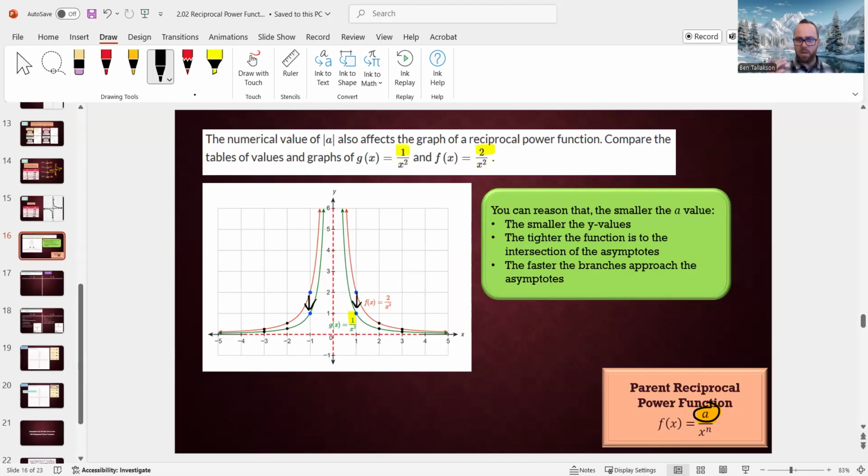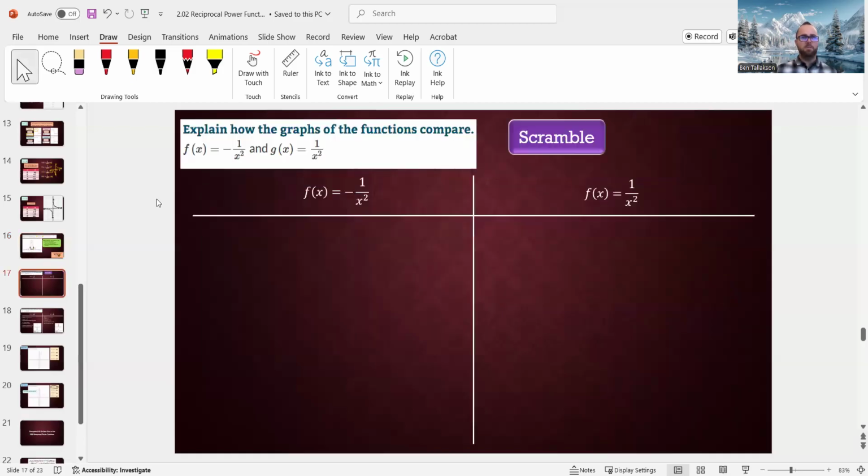So the smaller the a value, the smaller the number is on top, like I just said, the smaller the y values, the tighter the function is to the intersection of the asymptotes, which is right here, right? Everything's coming in a little closer to there, right? And the faster the branches approach the asymptotes, right? So kind of the same thing, just said in a different way. Something to keep in mind.